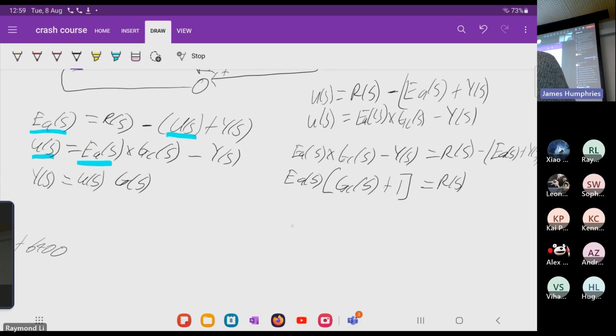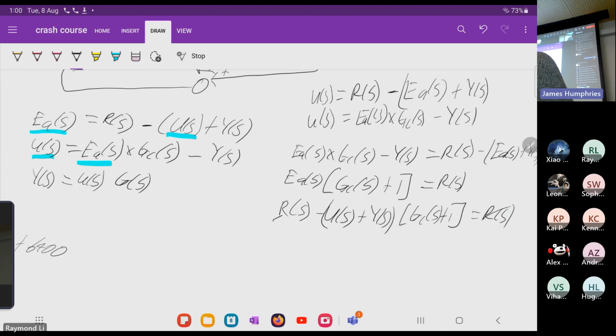So that's a bit of an issue. I went through all that work to remove the U of S, but I actually want to remove the E instead. That's okay. We know that wherever we have it, we can sub it back in, and then we get R of S minus U of S plus Y of S, times GC of S plus 1, is equal to R of S. So they cancel out. How cool is that?